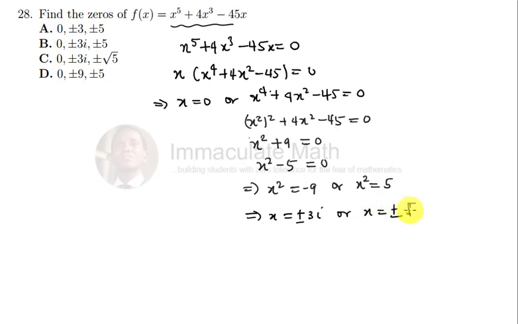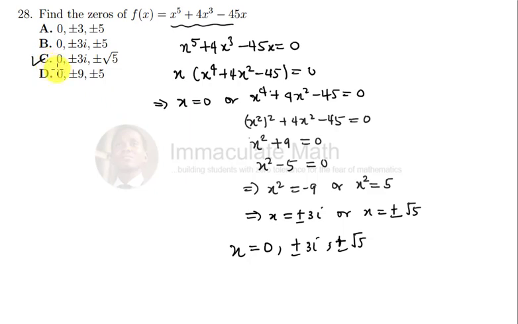plus or minus the square root of 5, because if you take the square root of both sides here, you are going to have the square root of x squared, which is still the same thing as x, and the square root of 5 remains as plus or minus root 5. So that means we have our x to be 0 plus or minus 3i, and plus or minus square root of 5. So the correct option here is C.